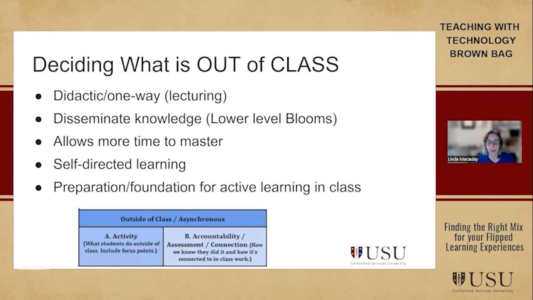And then last, preparation and foundation for active learning in class. And this is probably the most important bullet on the slide. As we move later on into that accountability column, this is key. And as many of you mentioned in the pre-survey that we did at the beginning, you're worried about how to make sure students actually do this work that you assign outside of class. And this is the key piece. If doing the work is required for success inside the classroom, then they are going to be more likely to do it. And we'll talk a lot more about that as we go along.